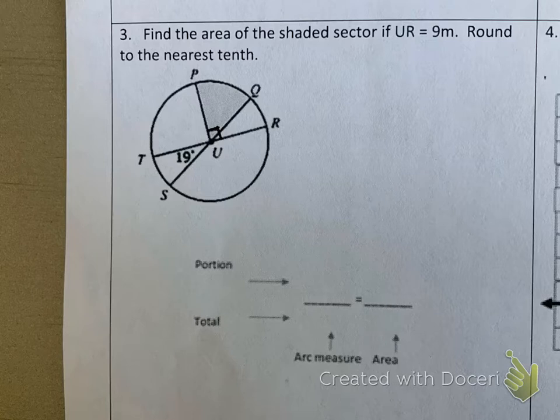For this third one, we're finding the area of the shaded sector, which is this portion here, and that is a portion of the entire area of the circle. So again, you have your formula here, setting up two equal ratios. The first thing we need is the arc measure of PQ, and here's how I can find that.